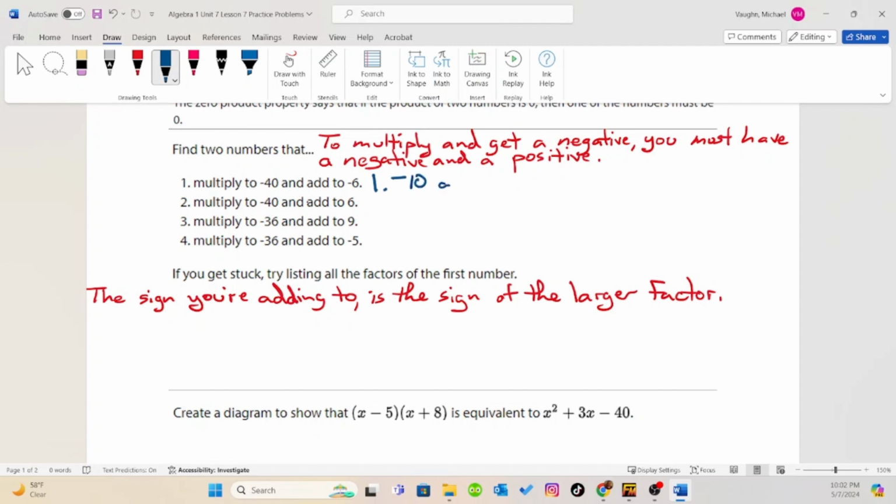negative 10, and positive 4. If you multiply these two together, negative 10 times 4 is negative 40. And if you add them together, negative 10 plus 4 equals negative 6. So this satisfies number 1.